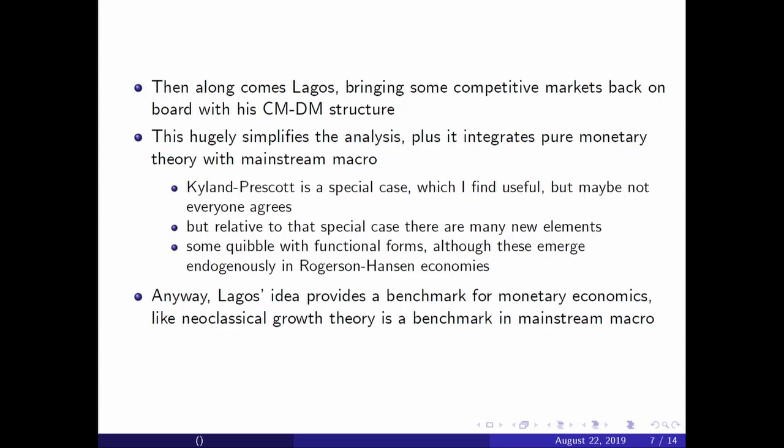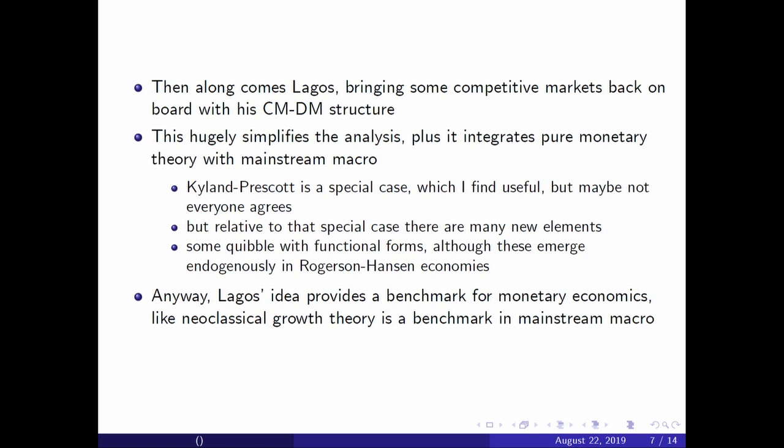He brings competitive markets back into this alternating centralized, decentralized market structure. My name sometimes gets associated with this device or technique, but it's his idea. I give him full credit. I just used it, or we used it together. This alternating structure does several things, and he made huge use of it today. It hugely simplifies the analysis.